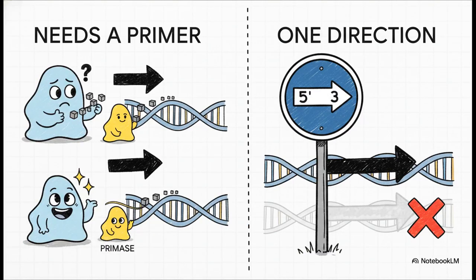And here they are, the 2 big rules. Rule number 1, DNA polymerase can't just start from scratch. It needs that short RNA primer from primase to get going. And rule number 2, and this is the most important one to remember, it can only add new nucleotides to the 3' end of a growing DNA strand. This means it can only build in one direction, 5' to 3'. This one single rule is the entire reason we even have a leading and a lagging strand.